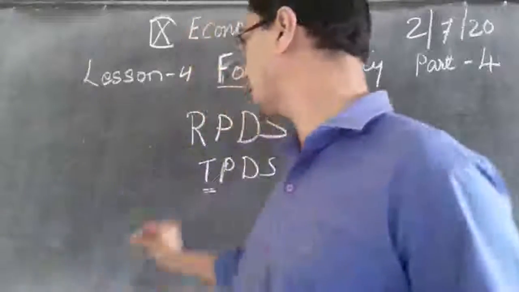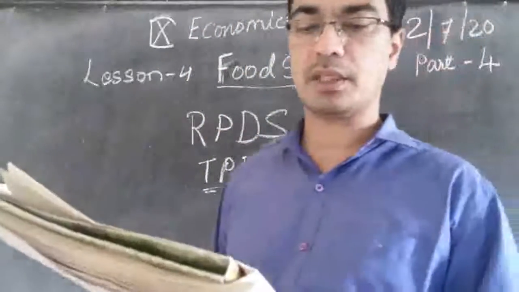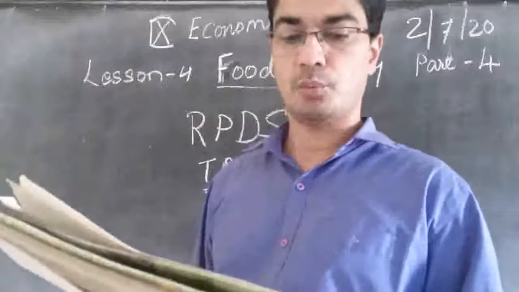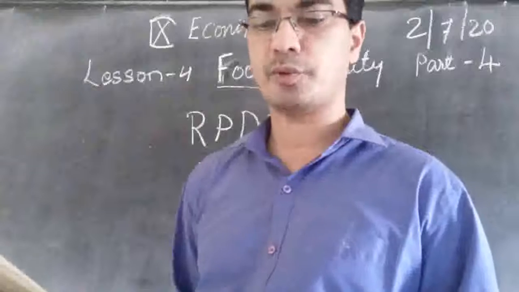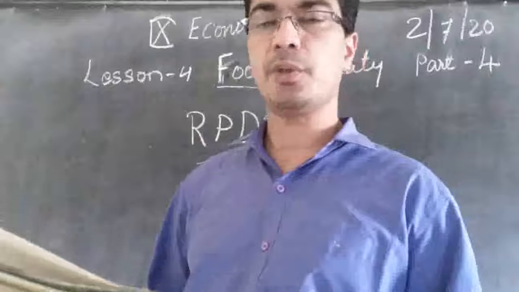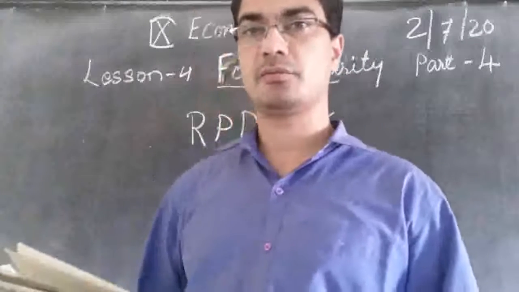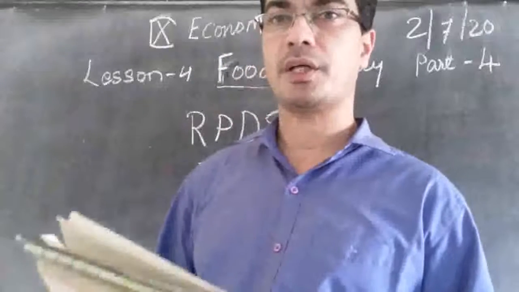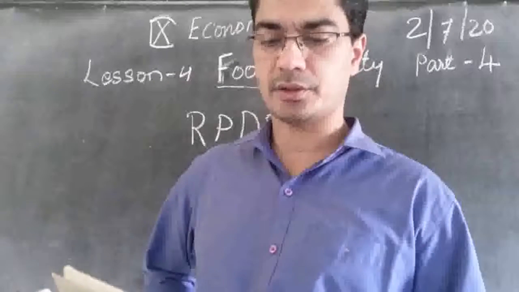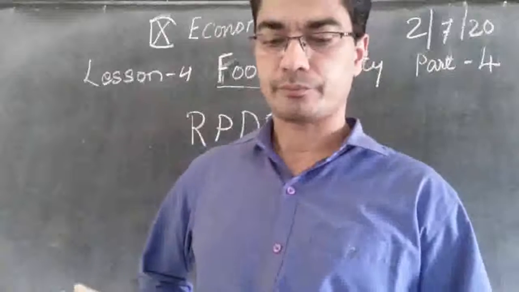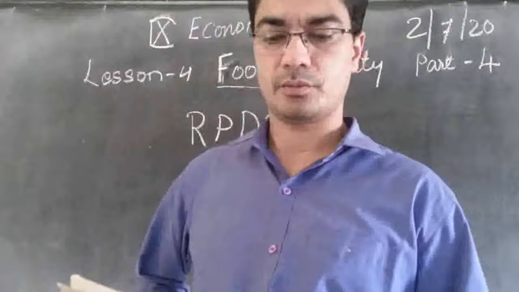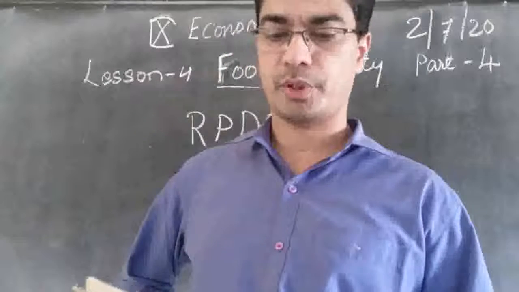Afterwards they started TPDS, in 1997. It was meant for the poor and the non-poor, that is, for poor people and those who are not poor as well. They would be given 35 kgs of food grain. One person will get 35 kg of food grain, and the price is different. Those who are BPL have to pay 2.5 rupees for wheat and 3.5 rupees for rice.